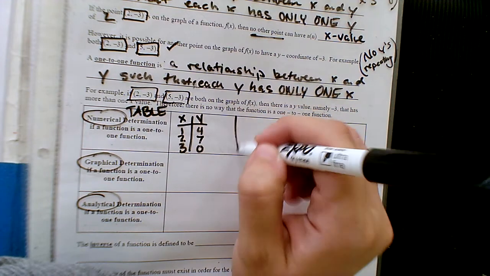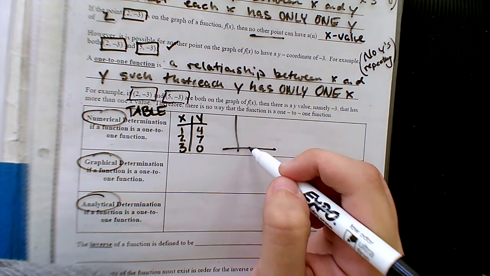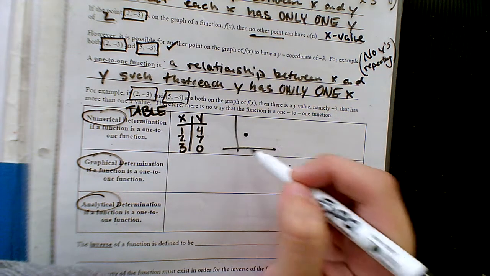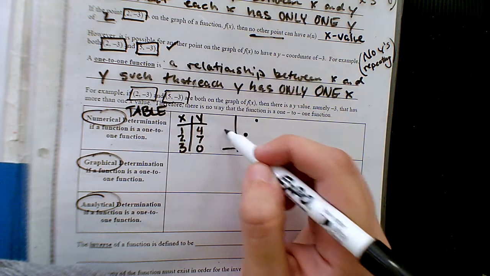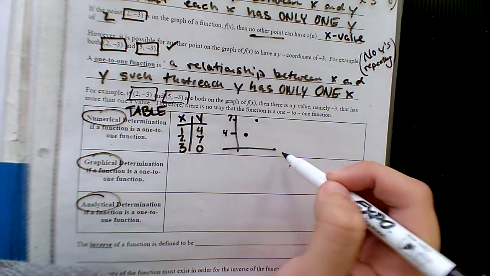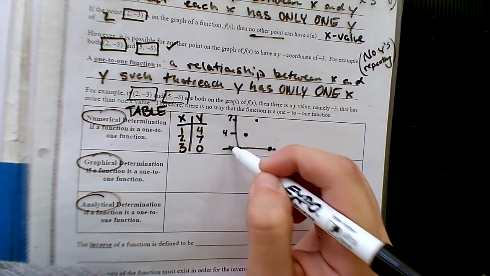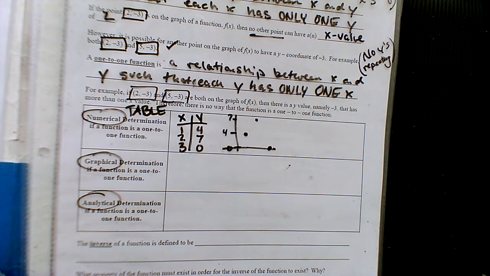You don't have to write this down. Okay, just visualize this. If we were to plot this, 1, 4, maybe right there, 2, 7, up there, 3, 0, right there. You don't know the rest of it, okay?